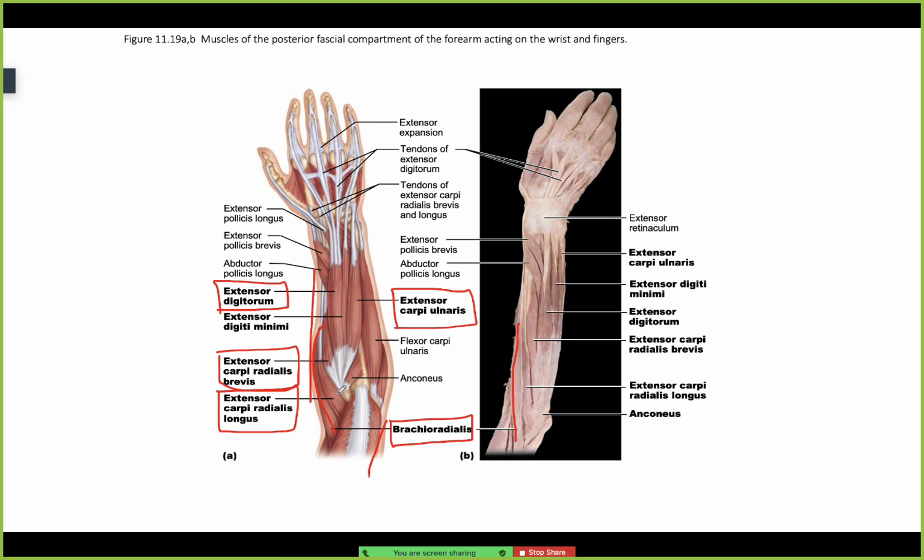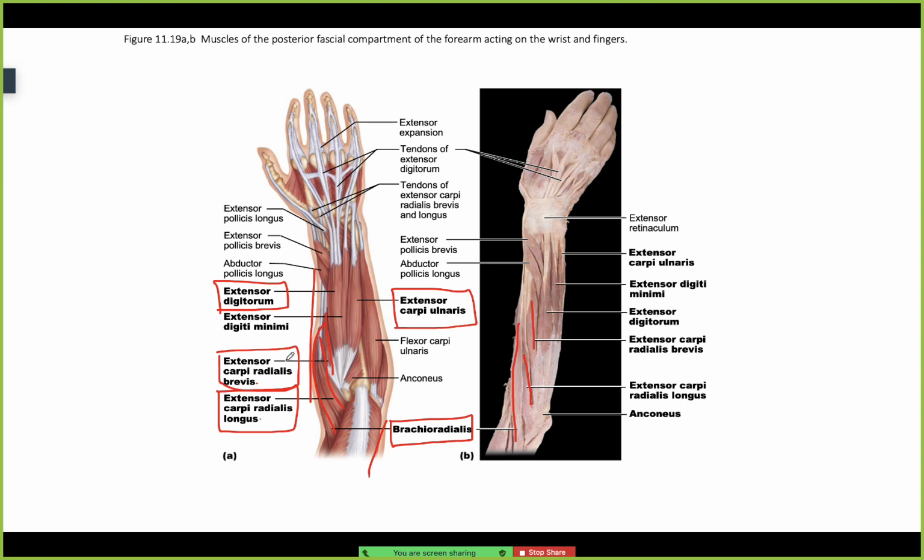Next to that one is going to be our extensor carpi radialis, brevis and longus. Brevis is shorter, longus is longer, just like the name states. The longus is going to start from further back, so it would make sense that it's closer to where the brachioradialis begins. So the extensor carpi radialis longus is here, and then the extensor carpi radialis brevis is right next to it.